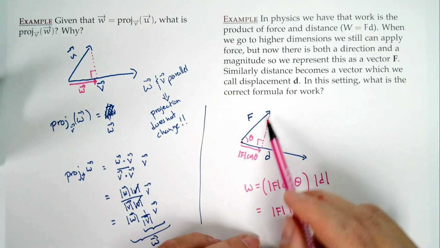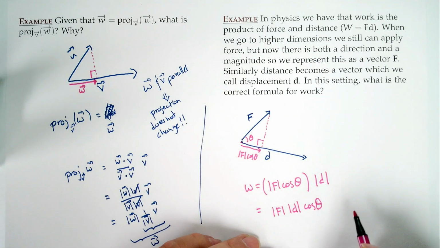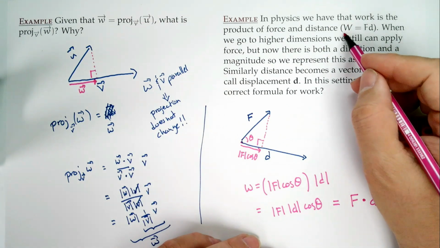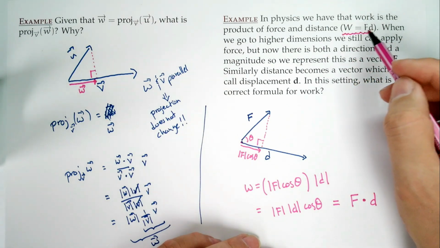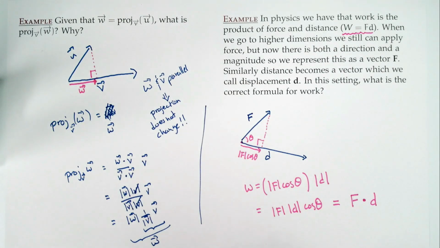We have a vector and another vector, their magnitudes, and theta is the angle between them. Take the cosine. What is that? Well, that's the dot product. So work is F dot d, the force vector dot the displacement vector. And so it's kind of nice. The old formula was work equals force times distance, and the new formula is work equals force dot displacement. Wow, what a difference. All right, good.